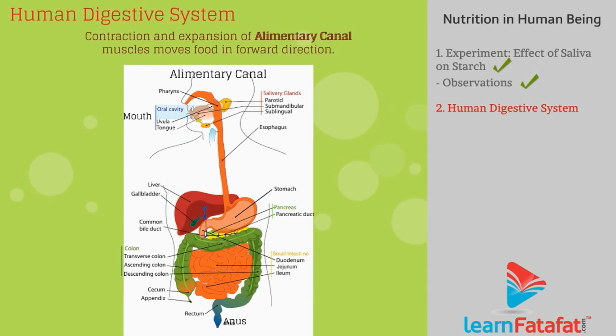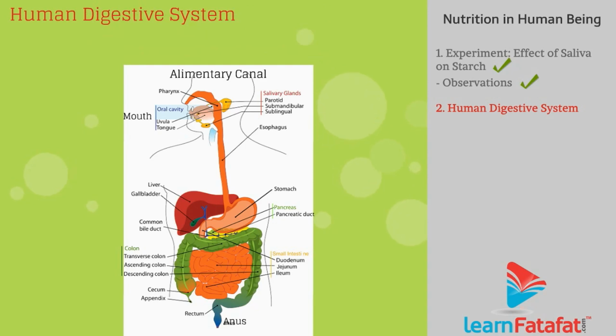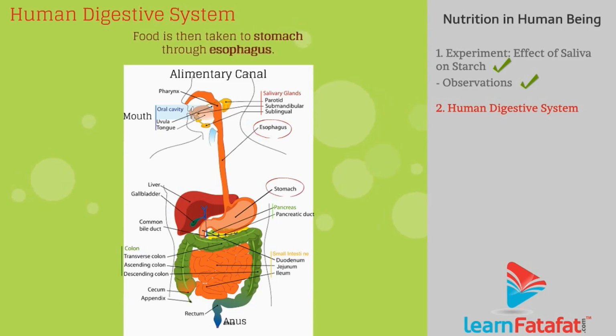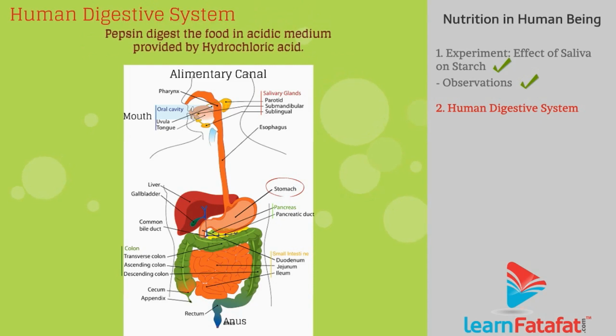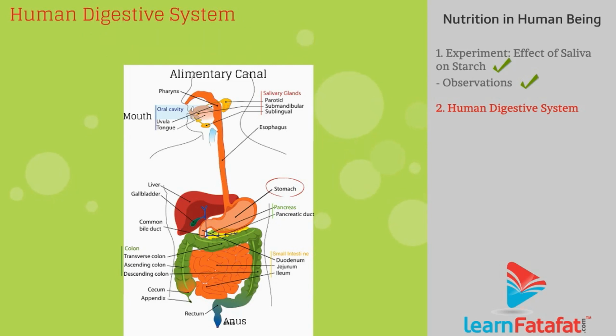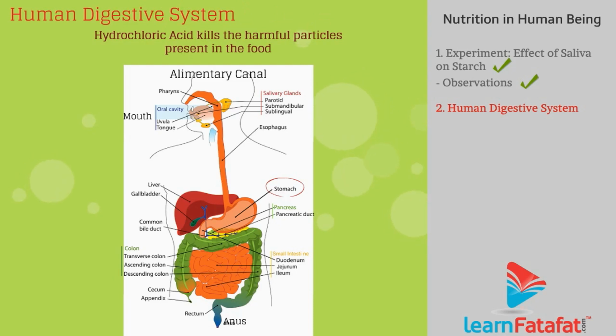Contraction and expansion of alimentary canal muscles moves food in the forward direction. Food is then taken to the stomach through the esophagus. Gastric glands of the stomach release gastric juice containing hydrochloric acid, pepsin, and mucus. Pepsin digests the food in the acidic medium provided by hydrochloric acid. Also, hydrochloric acid kills the harmful particles present in the food.